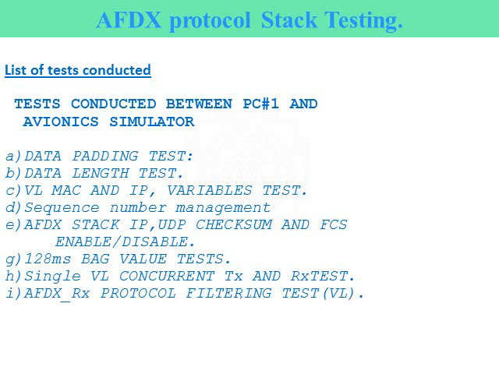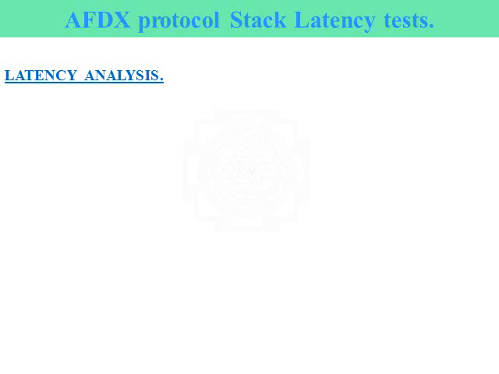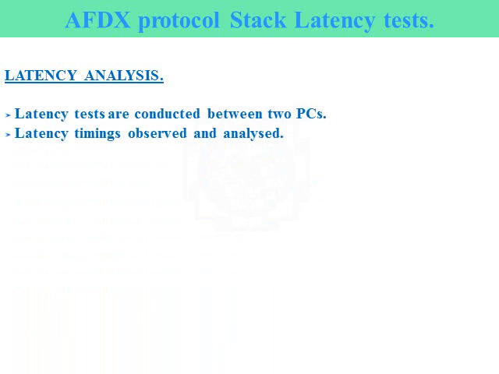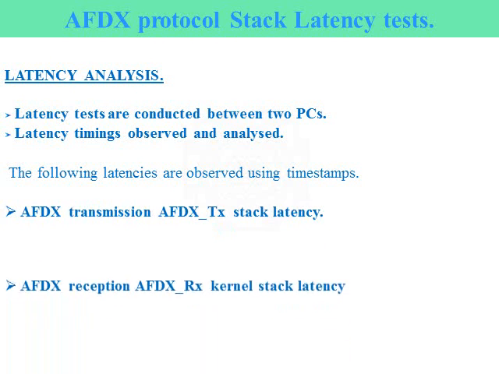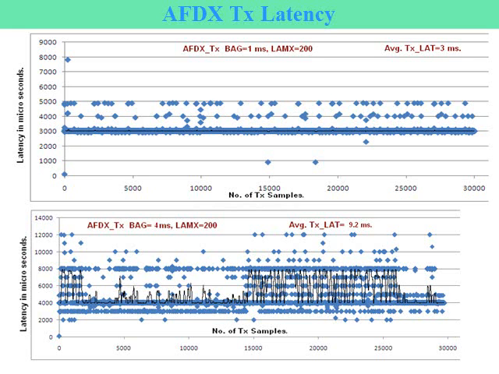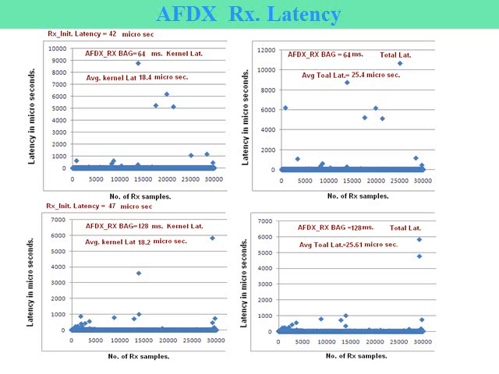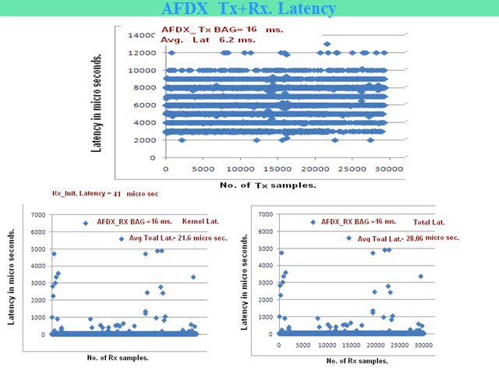And protocol filtering at the reception end I have tested. Sequence number filtering also tested at the reception end. And ICMP ping between two PCs I have tested. A latency analysis I have tested: kernel latency for reception, kernel plus stack latency for transmission. This is for BAG values of 1 and 4 milliseconds for transmission. This is the reception. And this is the combined reception plus transmission latency for the stack.